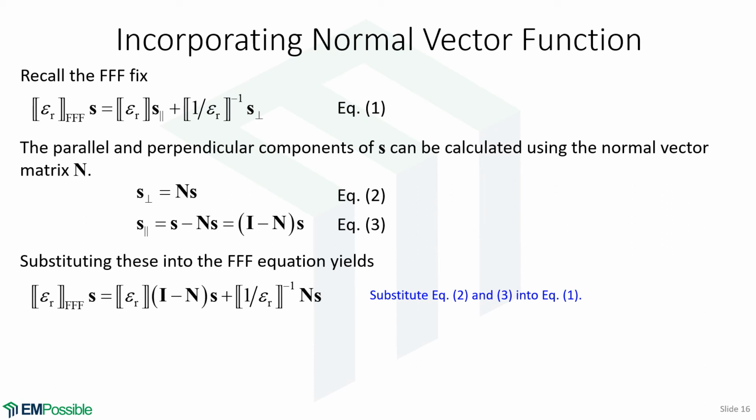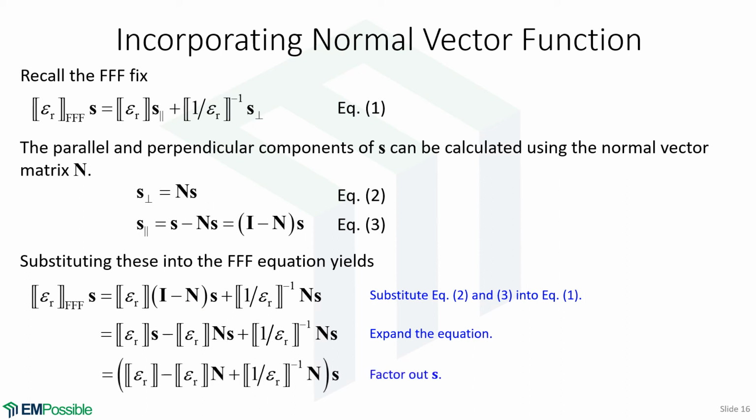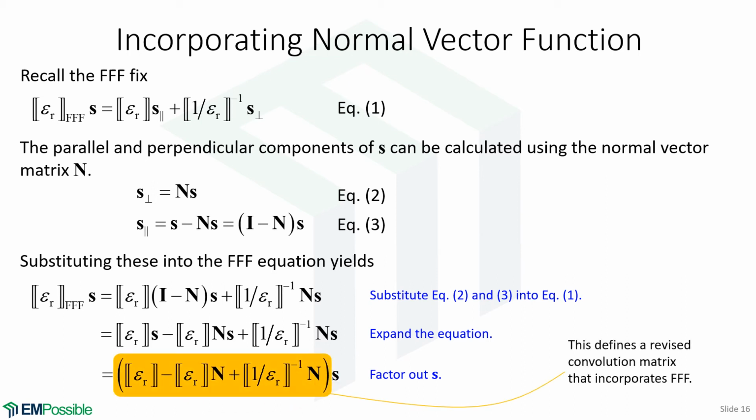So that's what we've done. Now we'll take this expression and we will multiply it out. Then we notice each one is multiplying an S. So let's factor out that S. And we end up here. Well, if we compare the left and the right-hand sides, we have something, our convolution matrix, multiplying S. Here we have something multiplying S. We have somehow an improved convolution matrix. So that's a convolution matrix that incorporates fast Fourier factorization.